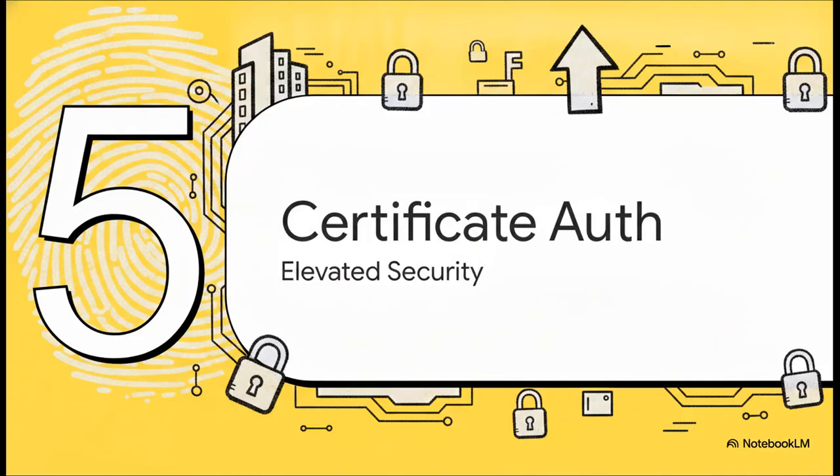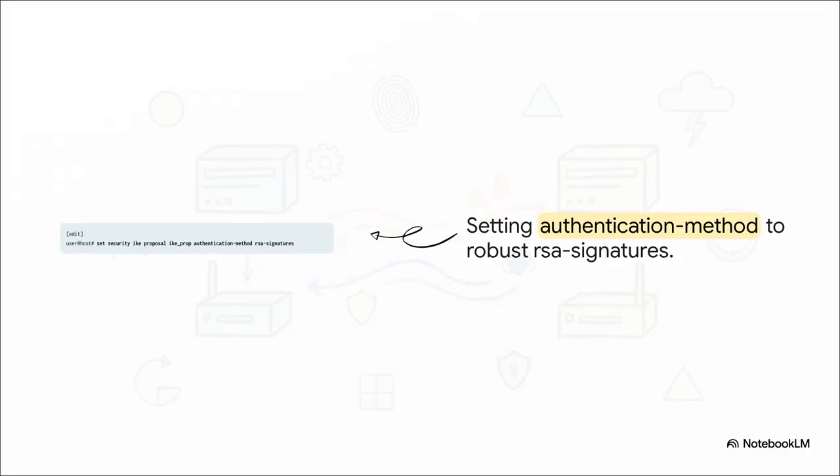Now for Section 5, certificate-based authentication. If we really want to elevate our security, think going from a standard lock to an advanced biometric scanner, we need to step away from pre-shared keys entirely. Look, a simple pre-shared key is essentially just a complex password, and passwords can be compromised. By setting the authentication method in our IKE proposal to RSA signatures, we're instructing JunOS to utilize robust RSA, or ECDSA if you prefer, digital signatures for peer authentication. Now the devices verify each other using complex cryptography.